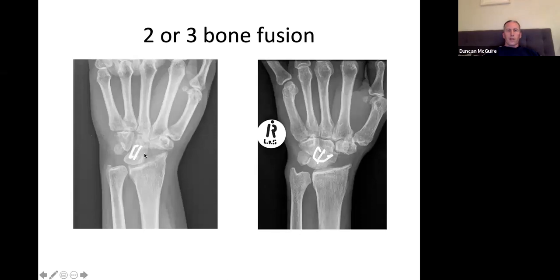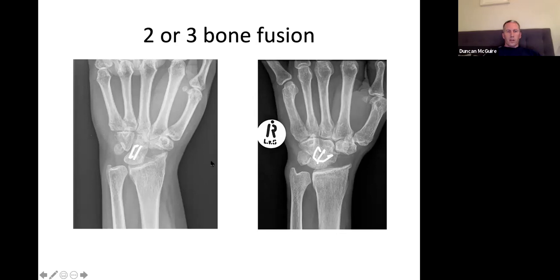Basically, the 2-bone fusion is fusing just the capitate and the lunate, whereas the 3-bone fusion is including the hamate in it. There's no real difference in outcomes between these two, but the 2-bone fusion is obviously a little bit easier because you just have to denude the cartilage between the lunate and the capitate and compress those two, whereas with the 3-bone fusion, you include the hamate and you have to decorticate that joint and get good compression.